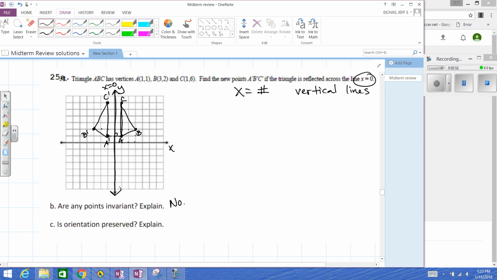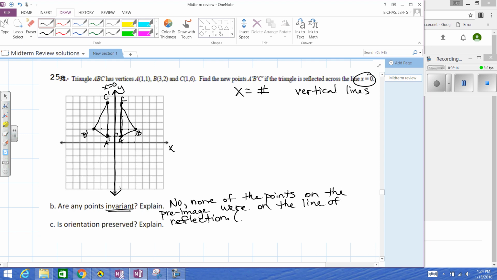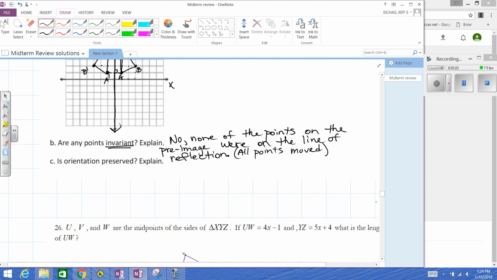Are there any invariant points? No. None of the points on the pre-image were on the line of reflection, and that's what has to happen to have any invariant points. Basically, all the points moved. So it doesn't always happen.